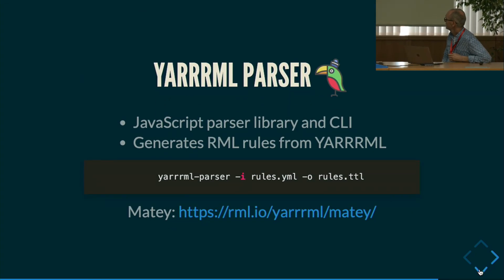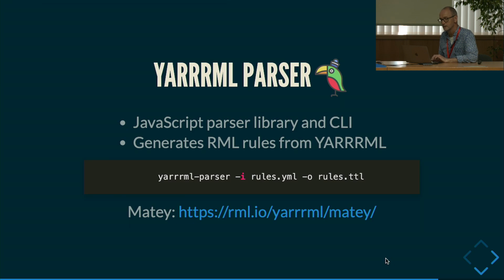The RML parser: once you've written your YARRRML mapping file, you can parse that into RML using the RML parser, which is just a JavaScript command line interface. Calling the parser, the input is the YARRRML file, and I want to create an RML output file in Turtle format. And you can actually do this online. Again, I showed that in the demo jam last night. There is an online tool you can use for this as well.